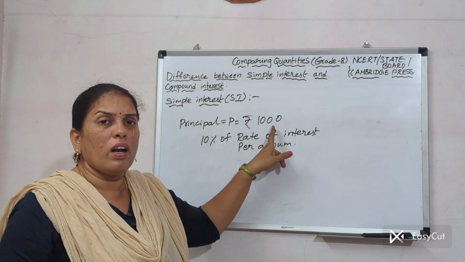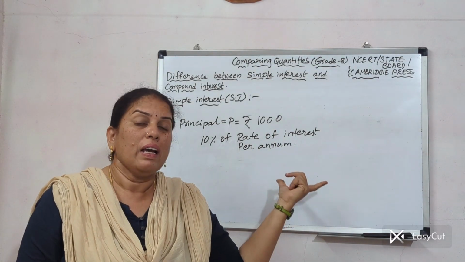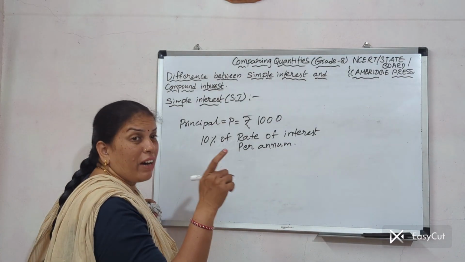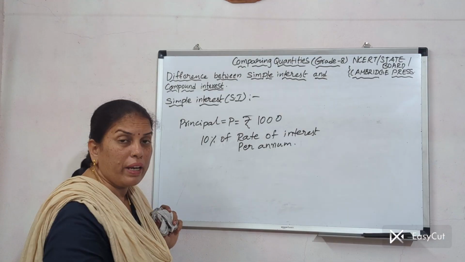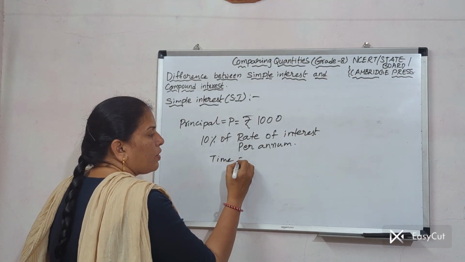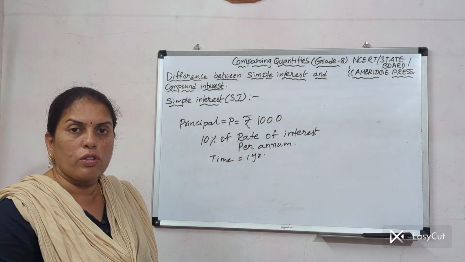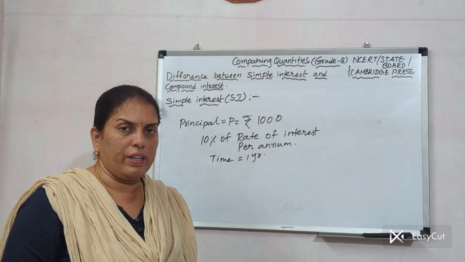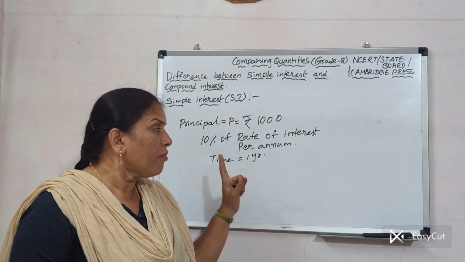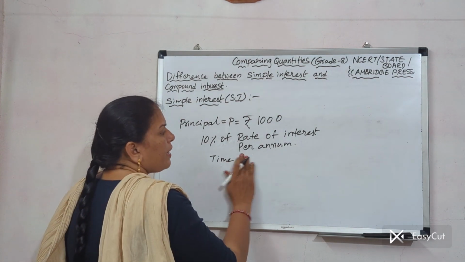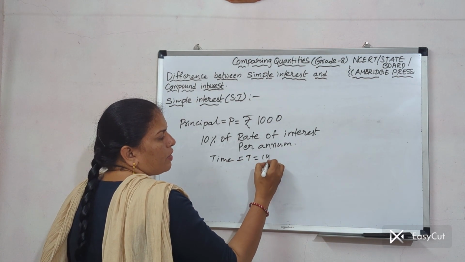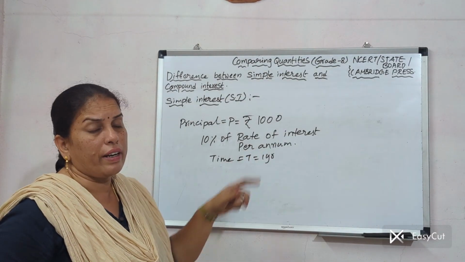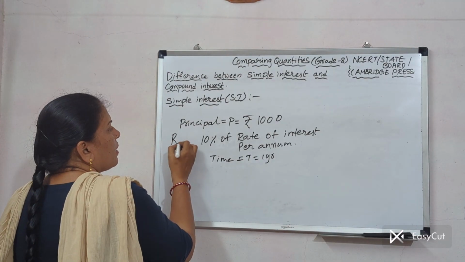Okay. That means he is not giving 1000 rupees to me simply. I need to pay an extra amount. Per annum means per 1 year. So how much time did he give me? 1 year. Time is equal to 1 year. All of you understood? He told me I must pay 10% rate of interest for 1 year. So time T is equal to 1 year. Capital T is equal to 1 year. This is the rate of interest, which is denoted by the letter capital R.